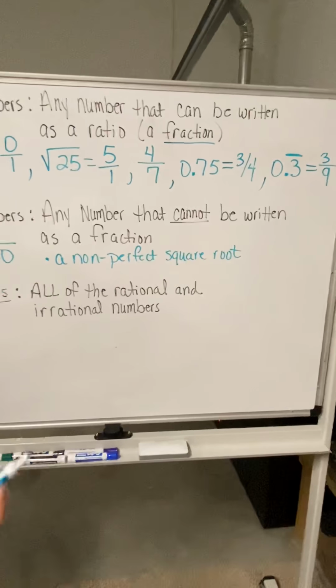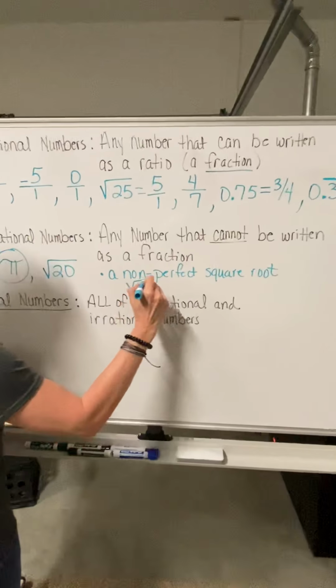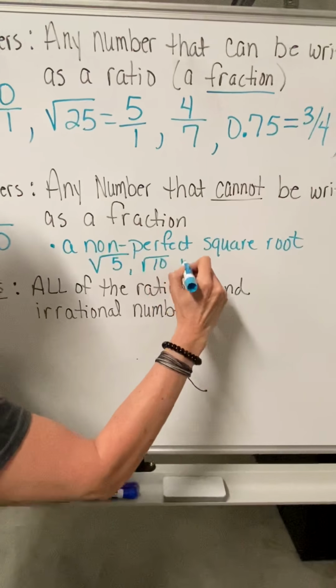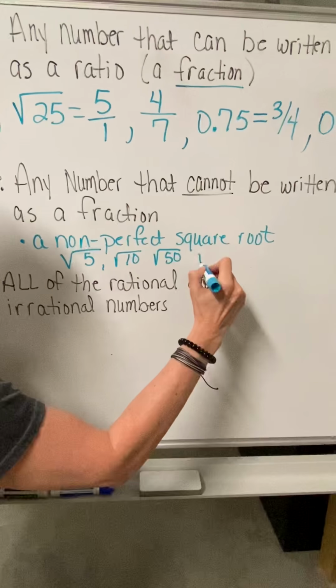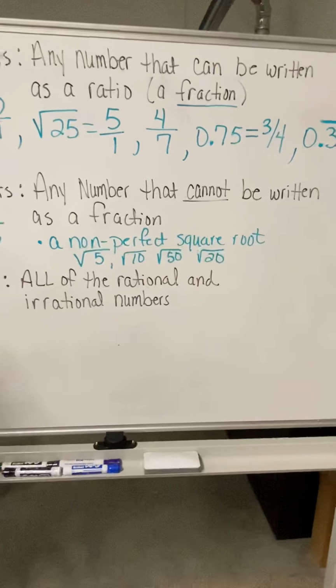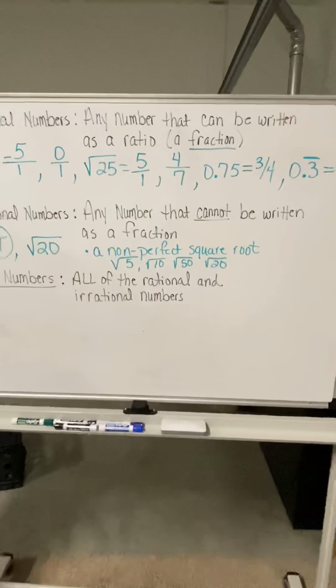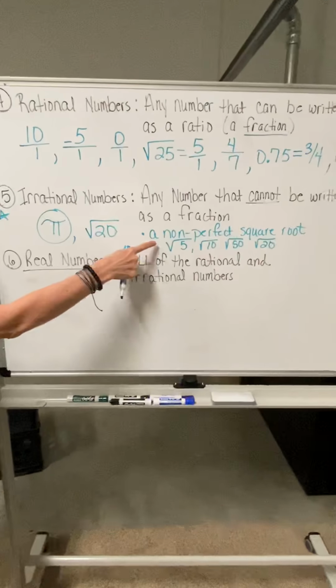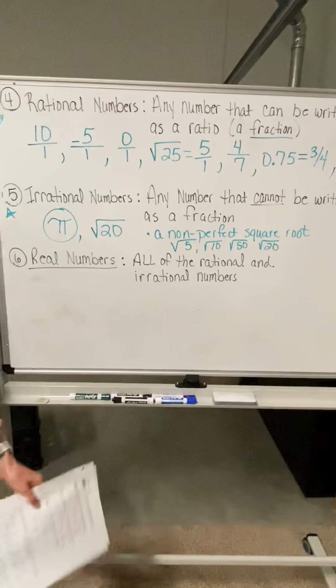Some examples again of non-perfect square roots would be the square root of 5, the square root of 10, the square root of 50, the square root of 20. Any of those, they're not a perfect square root. You can't simplify that to a whole number. And that's the one that tricks a lot of people. They forget that that's irrational. You can't write that as a fraction.